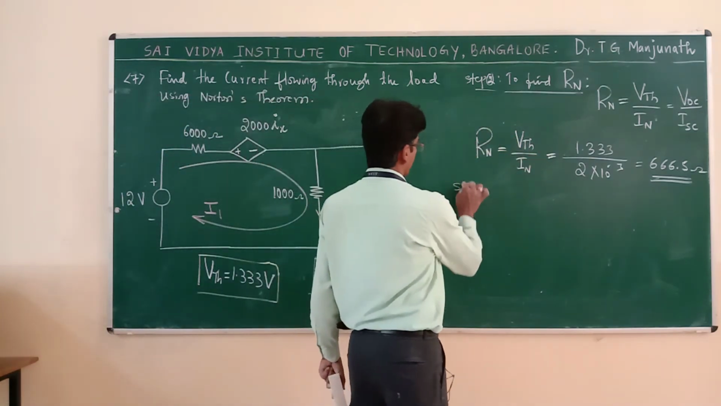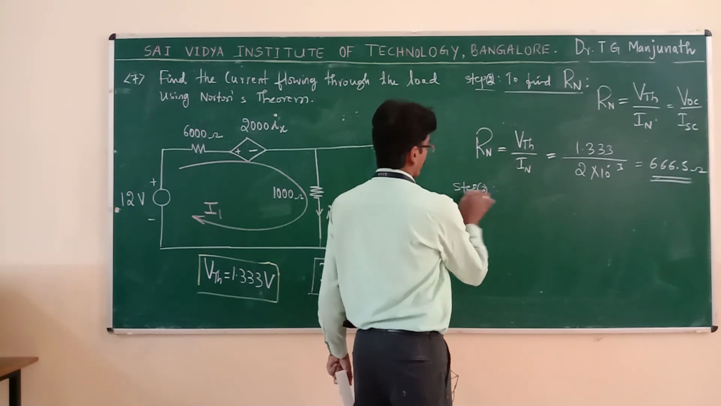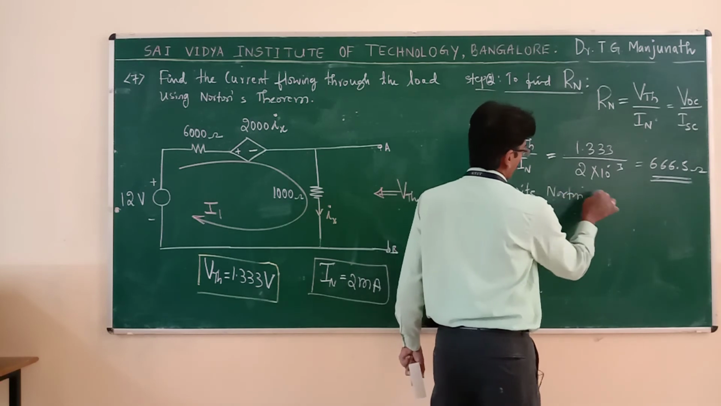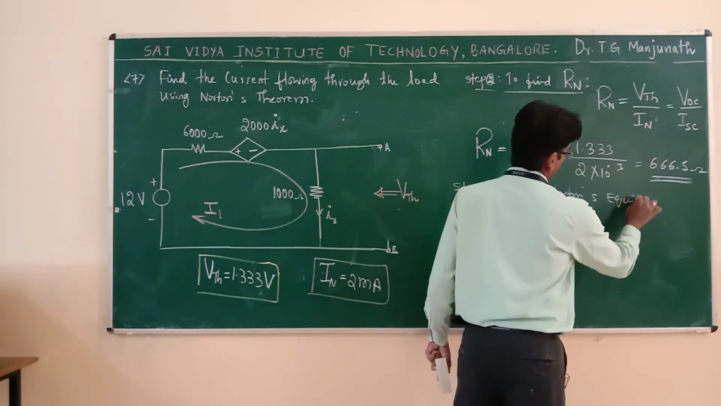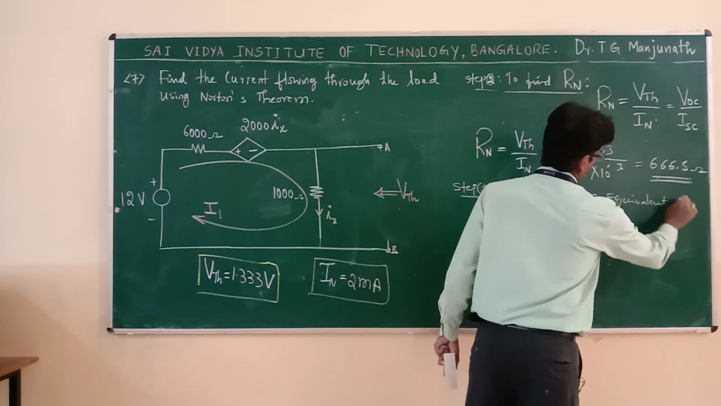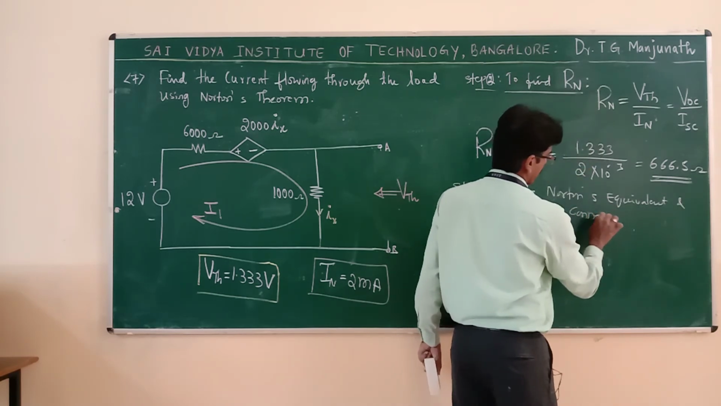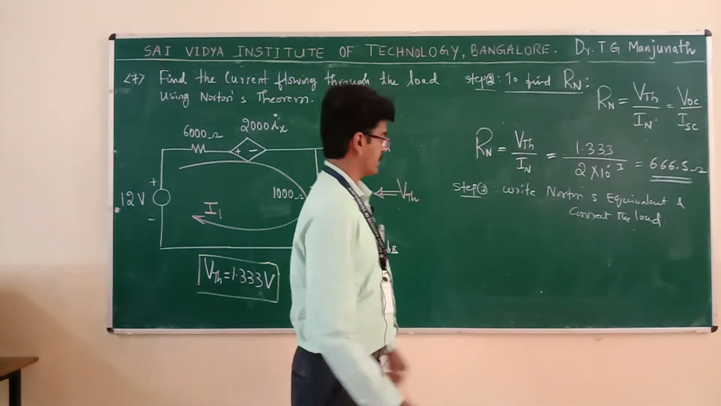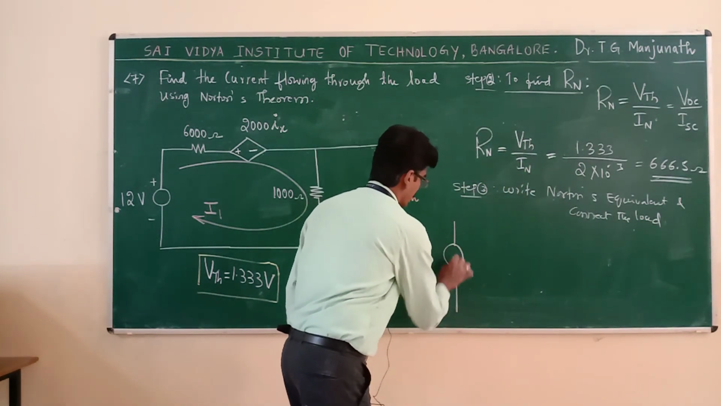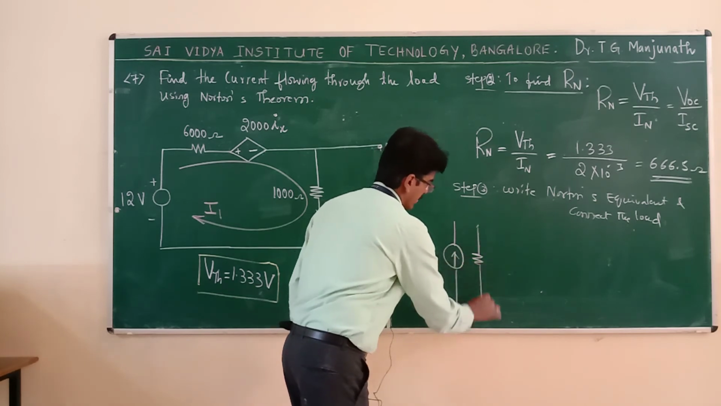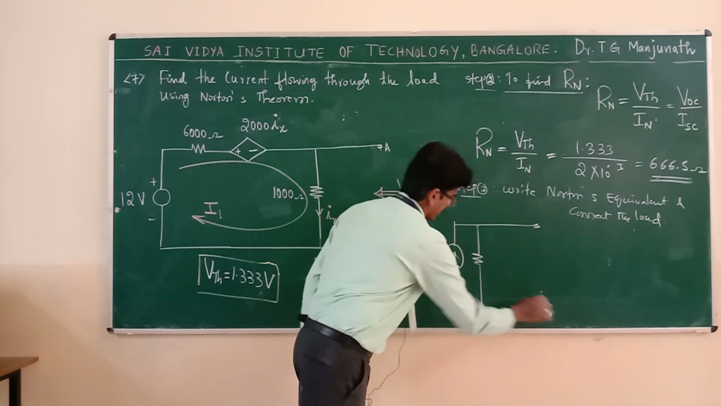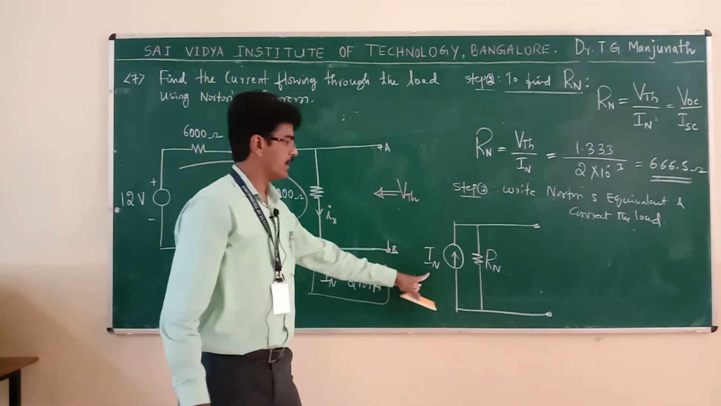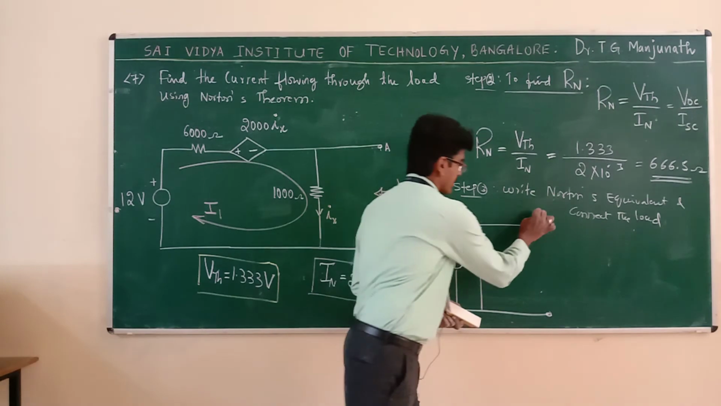Next, step 3. Write Norton's equivalent and connect the load across it. Norton's equivalent is nothing but a current source in parallel with a resistance. So IN in parallel with Rn. You know IN, you know Rn. Now connect the load across it.